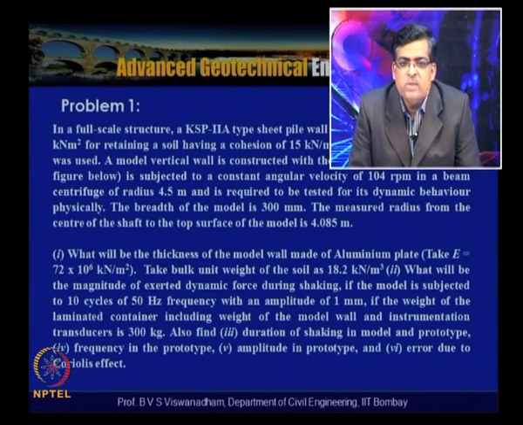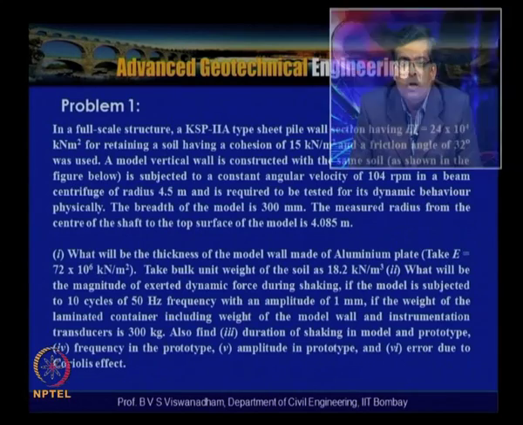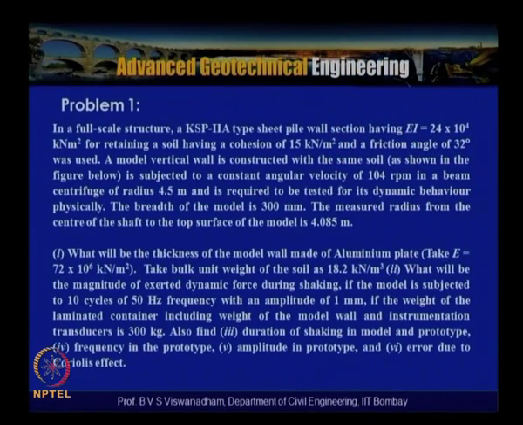So here we have been asked a number of things. This is basically a sheet pile retaining wall problem. What we have is that a model retaining wall is required to be selected. For that, based on the scaling considerations which we derived earlier, EI in model divided by EI in prototype is equal to 1 by n to the power of 4.